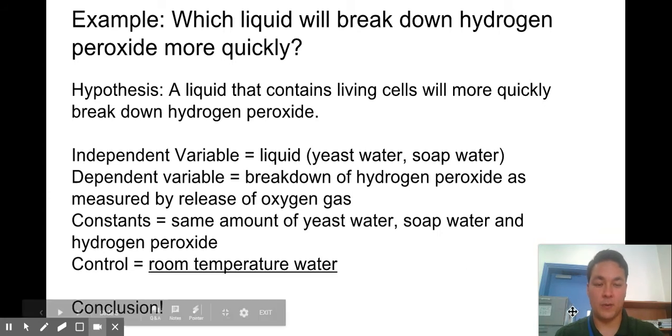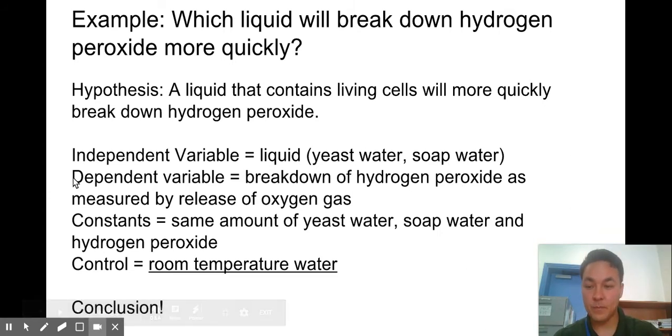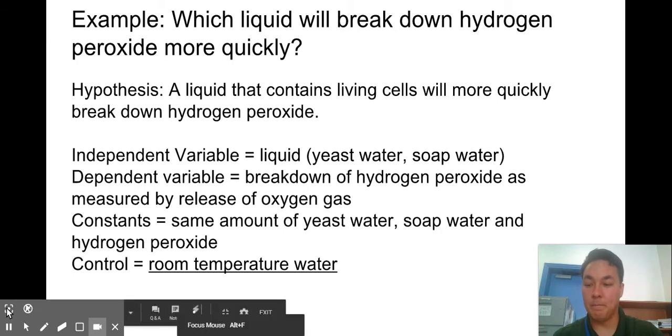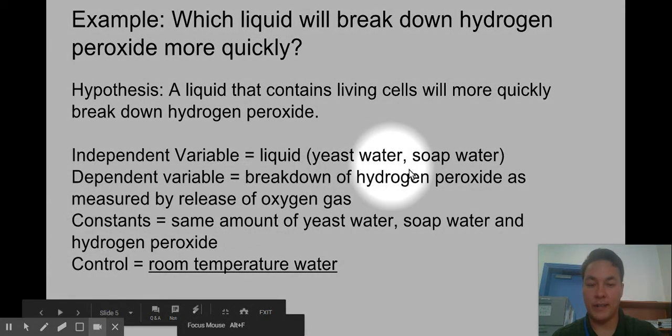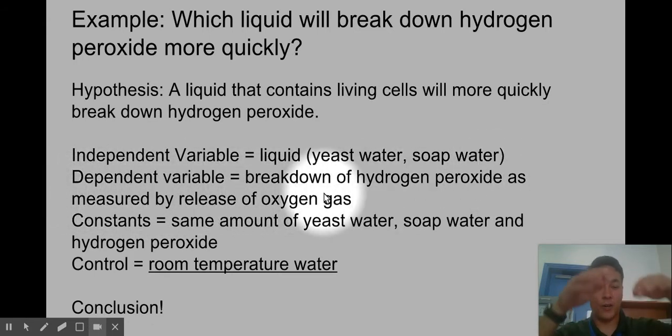We saw the yeast water really bubble up, whereas the soap water, nothing happened. So the dependent variable, what were we measuring? We were measuring the breakdown of hydrogen peroxide. And how did we measure it? We saw the release of oxygen gas. You saw the bubbles rise up in the test tube.